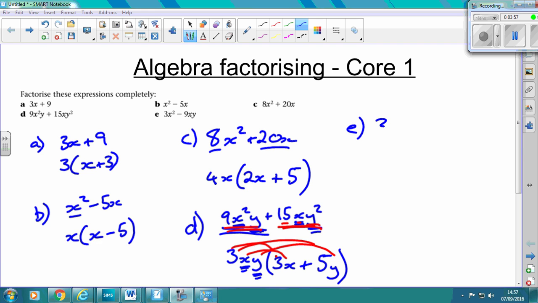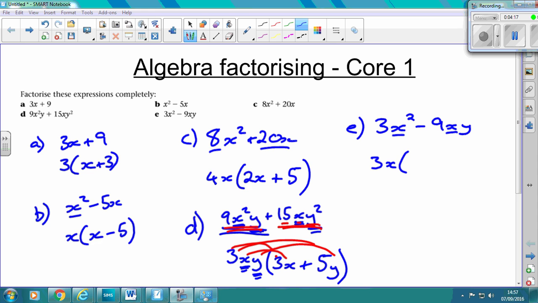So we've got 3x squared minus 9xy. We have a look, and there's a 3 that goes into both of them. So we take a 3 outside. We can only take a single x out, because even though they've got x squared here, there's only a single x here. So we take an x outside.